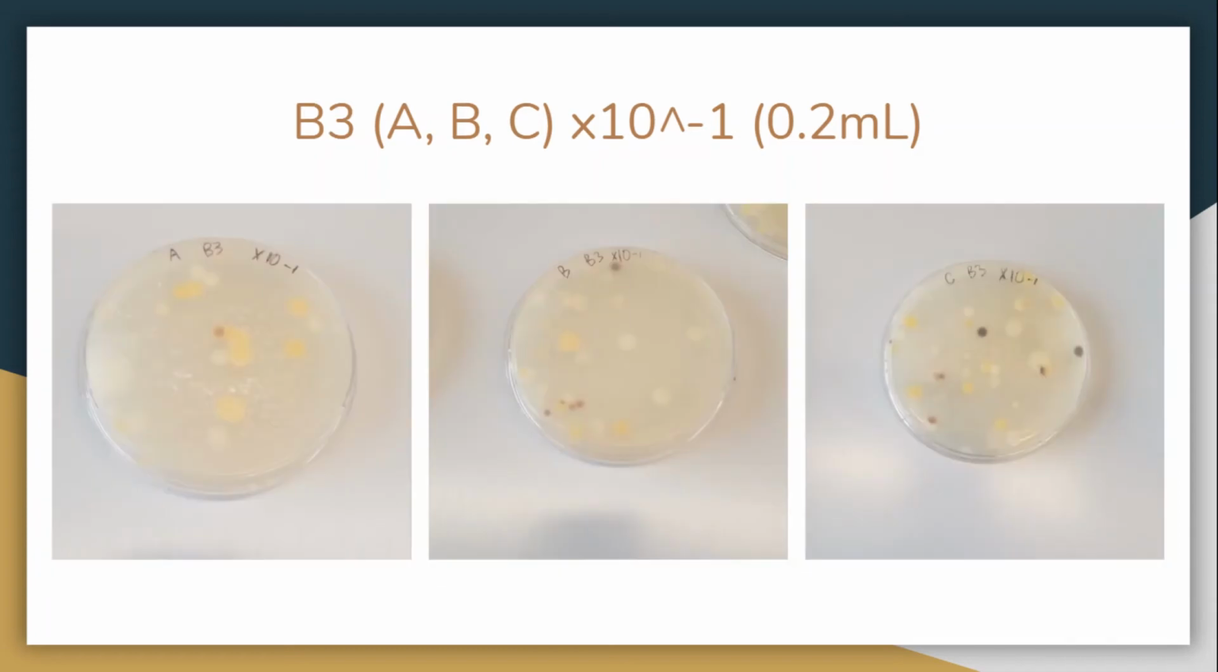For sample B3, I chose plates A, B, and C for x10 to the -1 dilution because they showed a desired number of colonies. On plate A, I had 26 colonies, and plate B, I had 38 colonies, and for plate C, I had 40 colonies. In order to correctly represent these counts according to the dilution factor of x10 to the -1st and pipette amount of 0.2 milliliters, I calculated the final numbers to be 1,300 for A, 1,900 for B, and 2,000 for C.